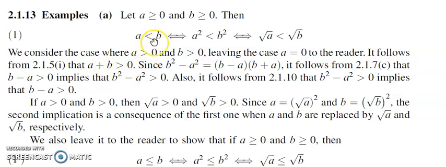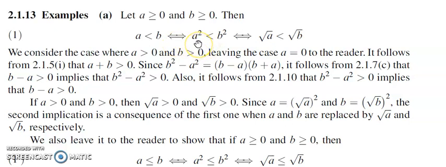Since A is less than B, if we assume A is less than B, then B minus A belongs to P, or B minus A greater than 0. So B minus A greater than 0 and B plus A greater than 0, or B minus A and B plus A belong to P, then their product is also an element of P. That is, B minus A times B plus A is an element of P. That is, B square minus A square is an element of P, which implies B square minus A square is greater than 0. That is, A square less than B square when A is less than B. So that part is clear.